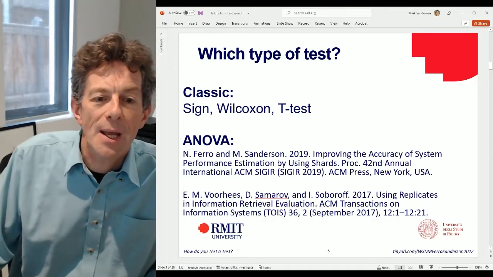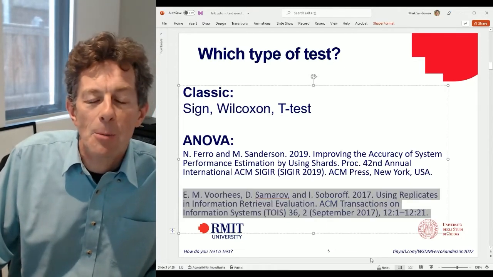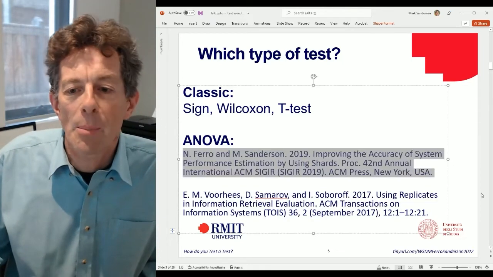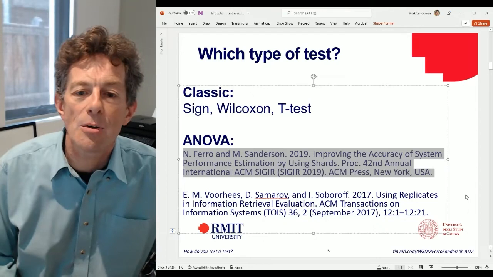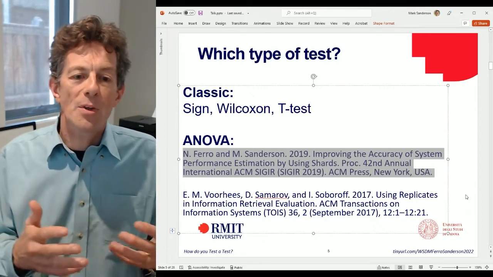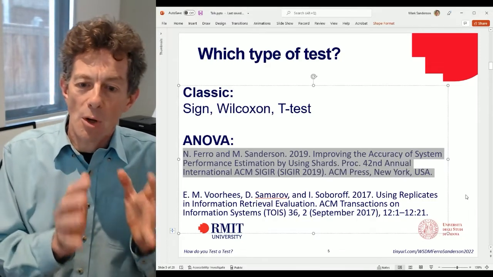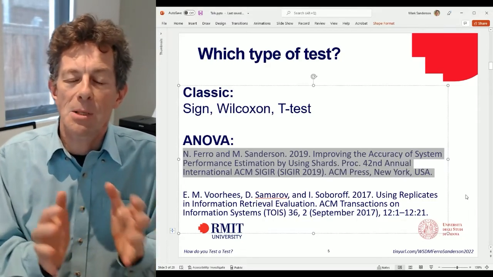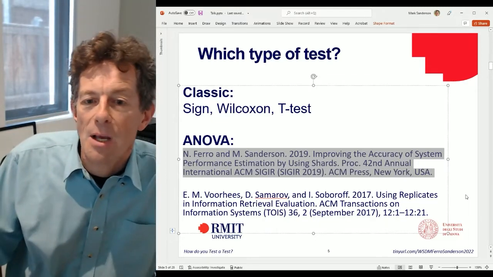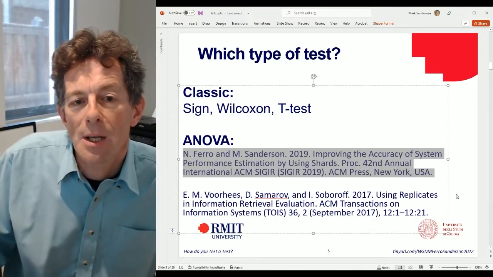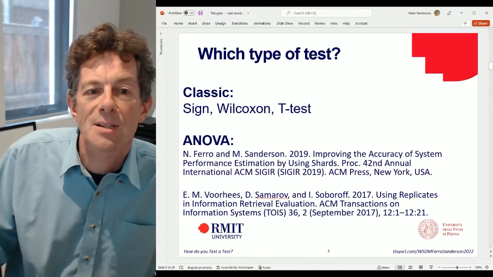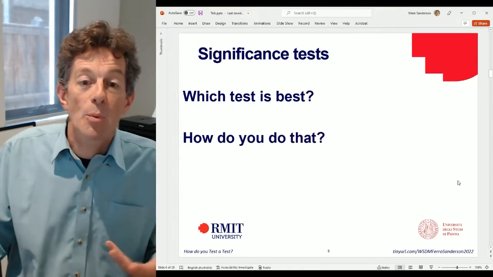Those tests have been around for decades, but recently there have been some publications, this one in 2017 and a more recent one by me and Nicola in 2019, that use an ANOVA approach for significance testing. The approach that both these papers describe is that they split the document collection in a test collection up into pieces, and they repeat tests on each of those pieces. As interesting as these two papers are, neither of them have really done an extensive comparison between their ANOVA tests and these classic tests, and that's what we do here.